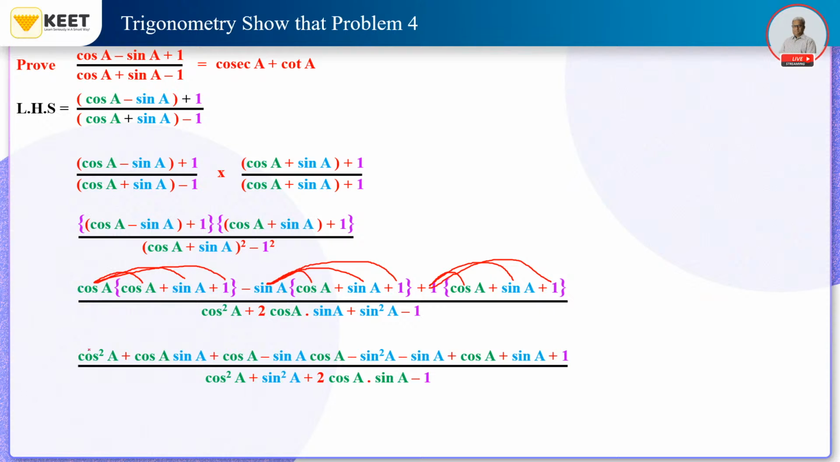Now look at this term, cos square A, there is no repetition of cos square A. Then look at this second term, cos A sin A. If you just look at this term, you have a similar term here, sin A cos A. These two terms are exactly similar, but they have opposite sign. So they will get cancelled. Then cos A, again we have plus cos A as it is, so no change can be done in it.